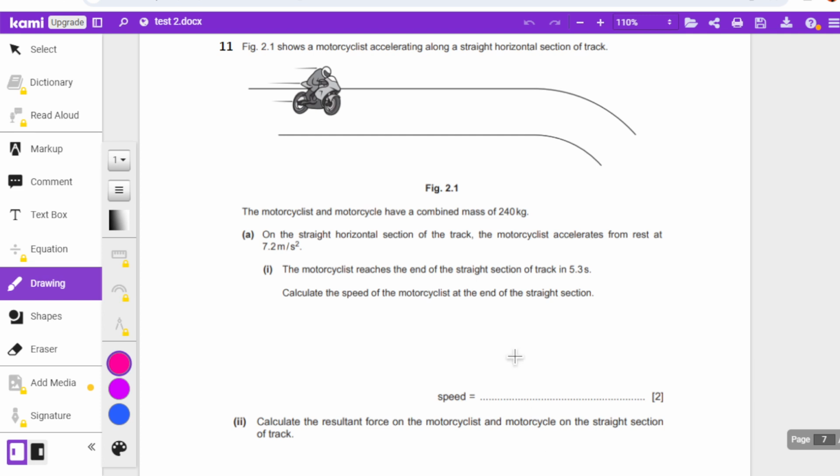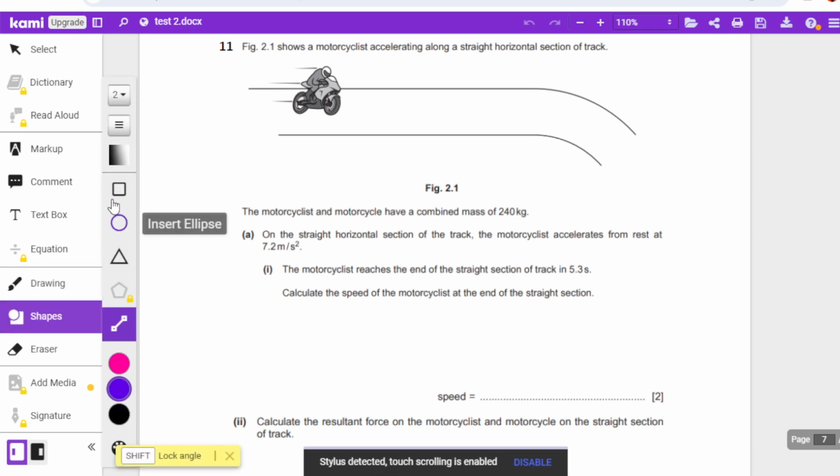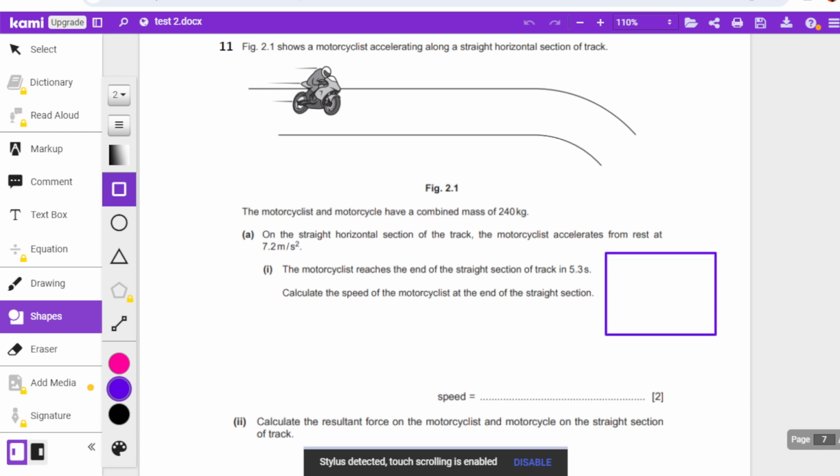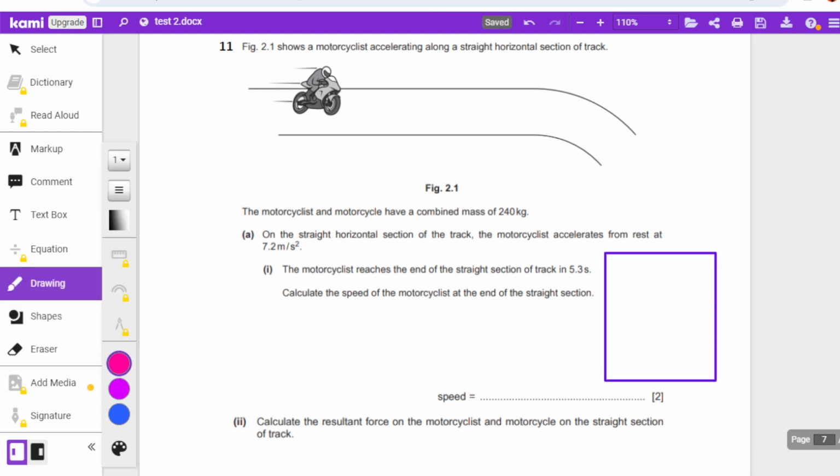Okay, let's complete the rest of the test. Question 11 talks about figure 2.1, which shows a motorcyclist accelerating along a straight horizontal section of track. The motorcyclist and the motorcycle have a combined mass. So if you want to find the given, to make it clear for you, mass equals 240 kilograms, so you don't need to convert.